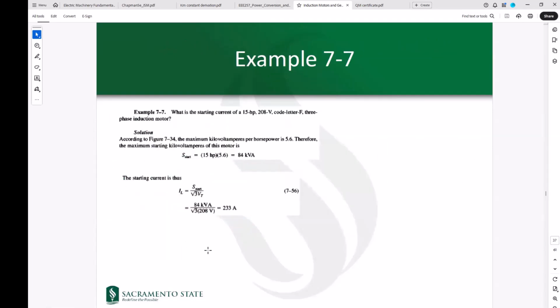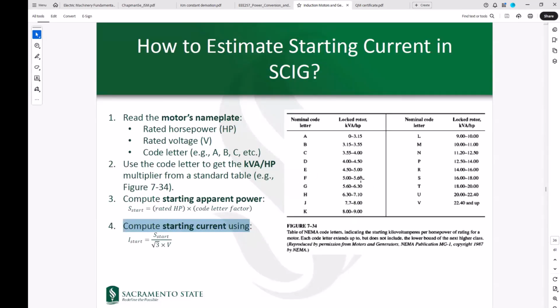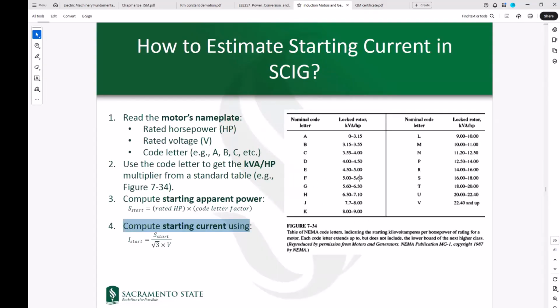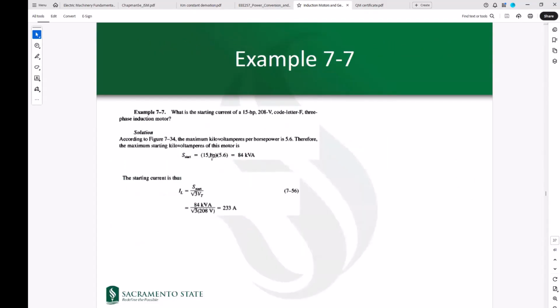Let's do an example. What is the starting current of a 15 horsepower, 208 volt, code letter F, three-phase induction motor? Code letter F is 5 to 5.6 kVA per horsepower. So we find the maximum in the range, 5.6, and multiply that by the horsepower of the machine. S at the start would be around 84 kVA. Then you put that S start divided by square root of 3 times V terminal. V terminal is 208, to get an idea of what the starting current of the machine would be: 233 amps. So you need to make sure that you can tolerate these conditions in the power system.